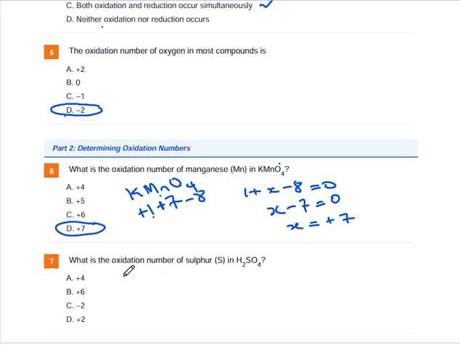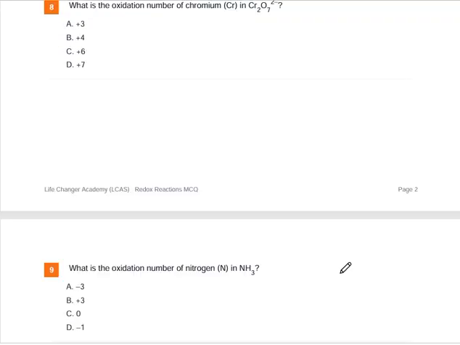Now the next one says, what is the oxidation number of sulfur in H2SO4? That's the same thing. H2SO4. Hydrogen is plus 1, so plus 1 times 2 is plus 2. Oxygen is minus 2. Minus 2 times 4 is minus 8. So 2 minus 8 is minus 6. So that means sulfur will have to be plus 6. That's how it works. So B is the answer to number 7. And so we continue with number 8.